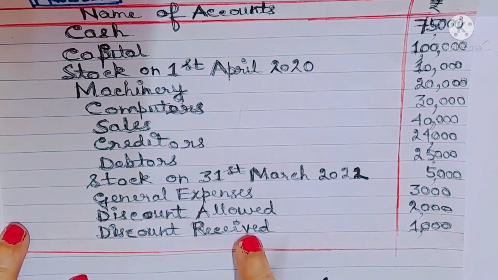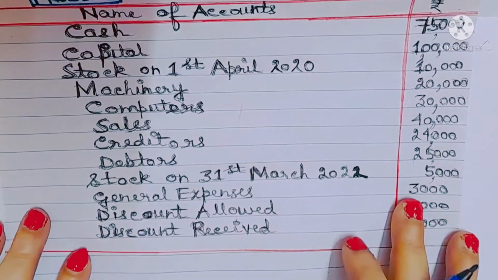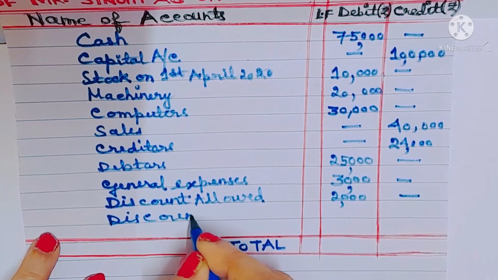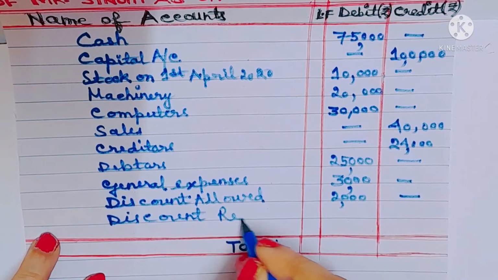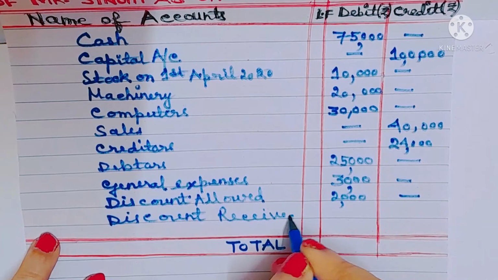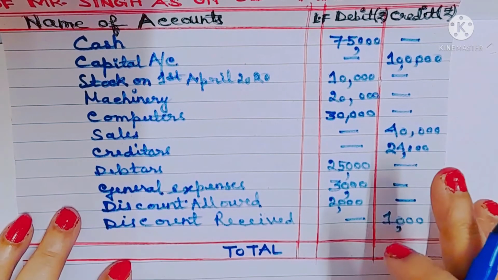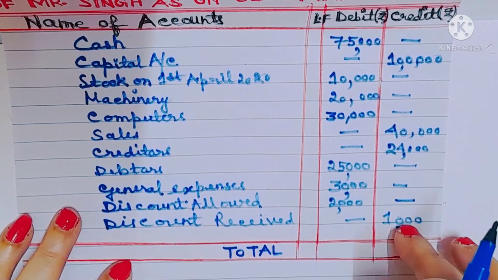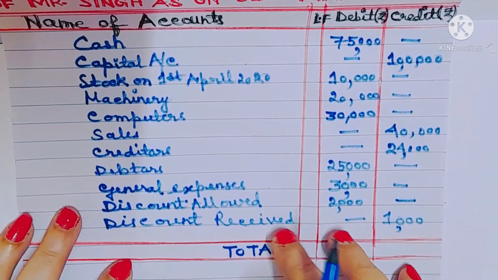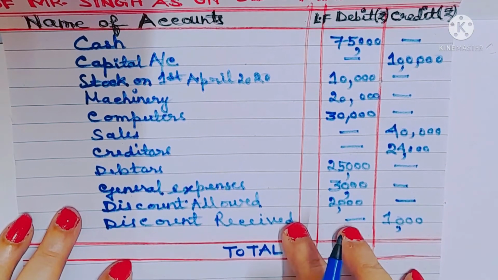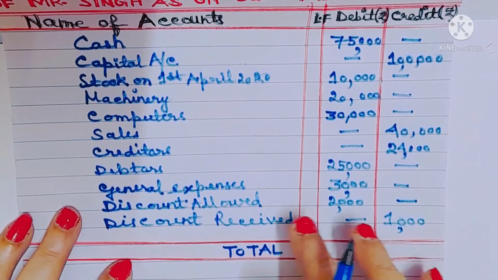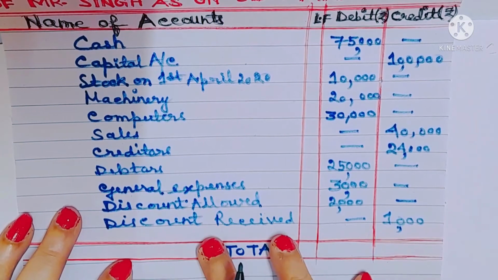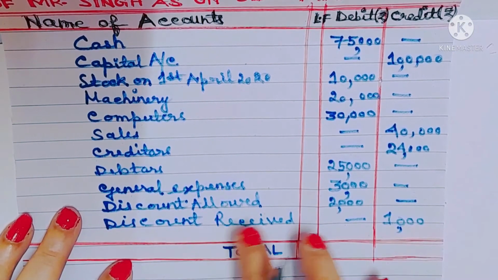Let's see the next account. Discount received, 1,000. Let's write discount received. Discount received is a credit balance, and that is the reason we've written it in the credit column. But why is discount received a credit balance? Because discount received falls under nominal account. According to nominal account, all incomes and gains are credited. Here, discount received is an income, so discount received will be credited.